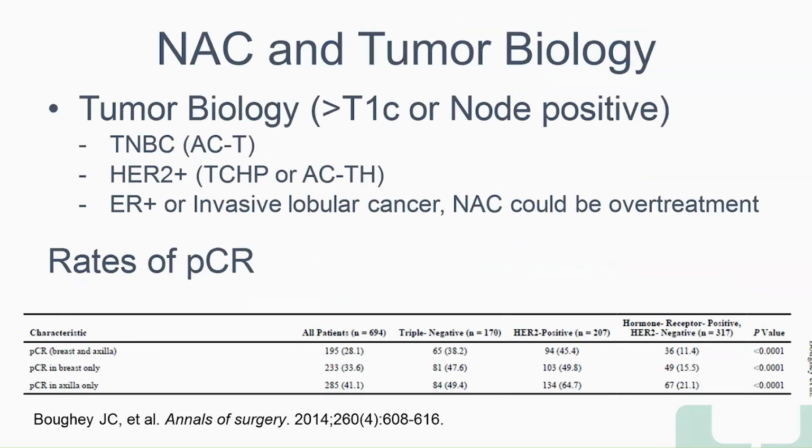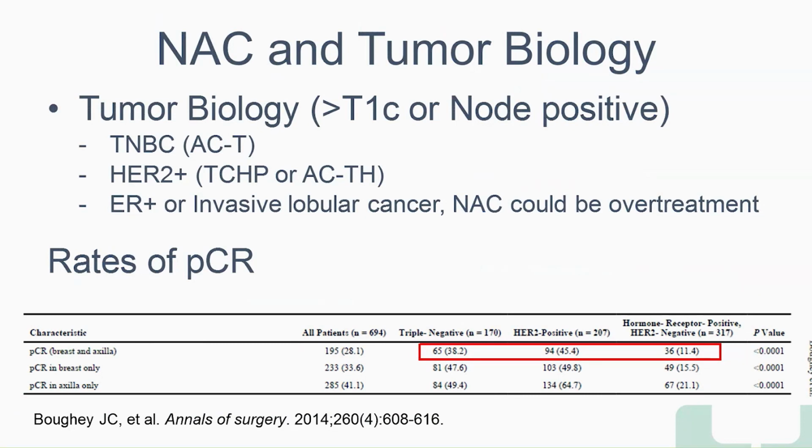Studies have shown that tumor biology and giving chemotherapy first has a high chance of what's called pCR, pathologic complete response. And as you see, a pathologic complete response in the breast and the axilla for a triple negative breast cancer is about 38%. For HER2 positive breast cancer, it's about 45%. So these are good patients.